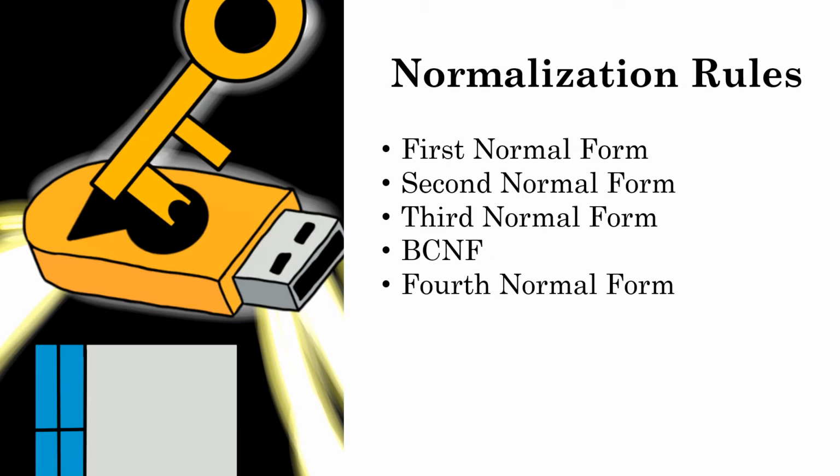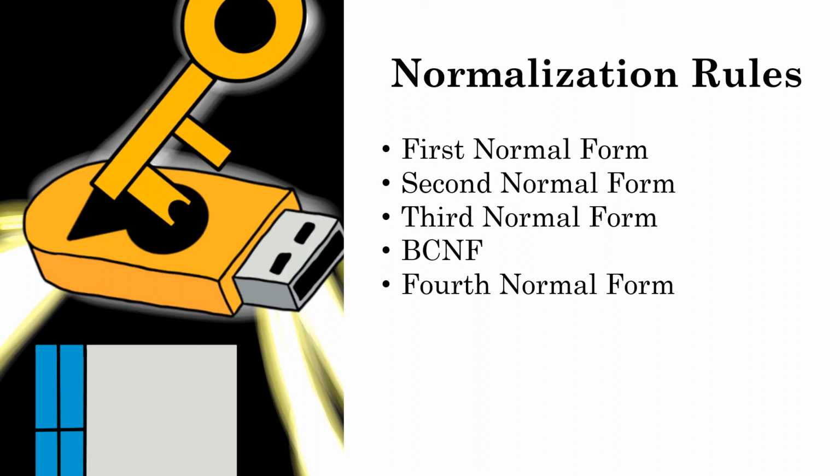Given a relation schema, we need to decide whether it is a good design or whether we need to decompose it into smaller relations. Such decisions must be guided by an understanding of what problems, if any, arise from the current schema. Normalization rules are used to provide that guidance.